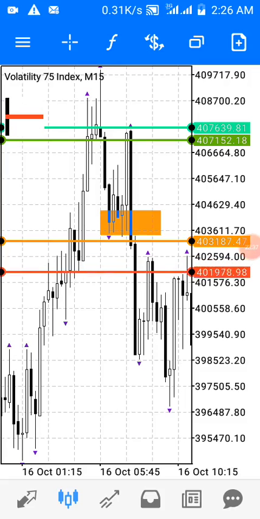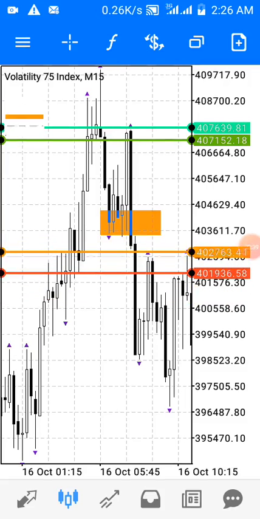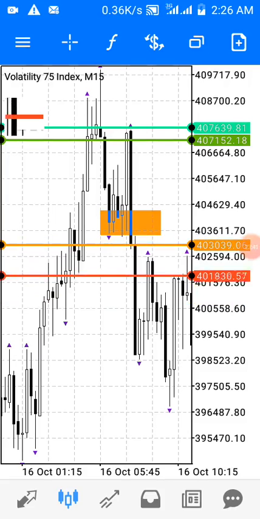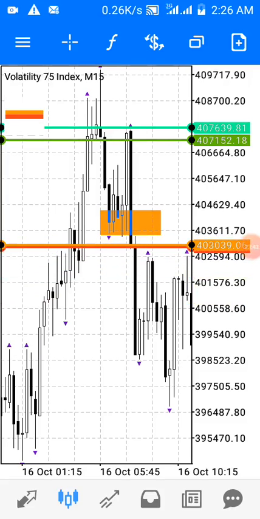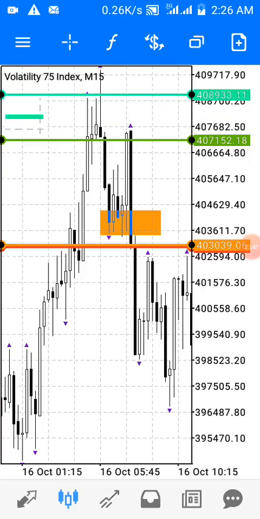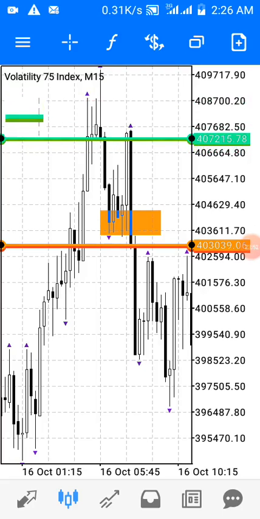Now the third trade, which is this orange trade, which is the second edge trade, is 0.008, and the final one is 0.024. Okay, now how do we set take profit and stop loss?